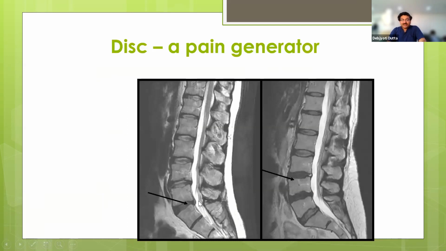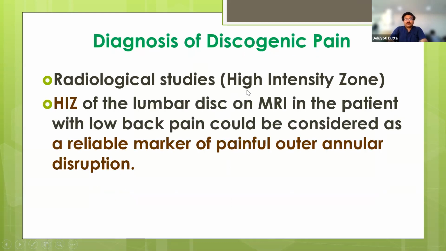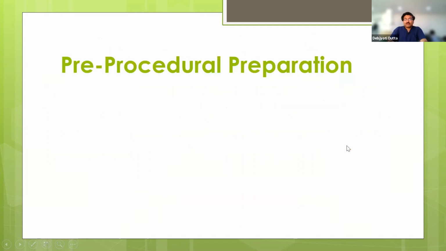Now here we can see a pearly white spot. The arrow has moved a little. Okay, the picture has actually moved, so this arrow should be here. So this pearly white spot that you are able to see is actually the hyperintense zone, and it is only visible in the T2 image because in T2 water looks white. So here we can see the CSF is white, but in the posterior annulus you are getting a small pearly white spot, and that is the hyperintense zone, and that also signifies disc degeneration. Okay, so among radiographic findings, the high intensity zone of the lumbar disc on MRI in a patient with low back pain could be considered a reliable marker for painful outer annular disruption.